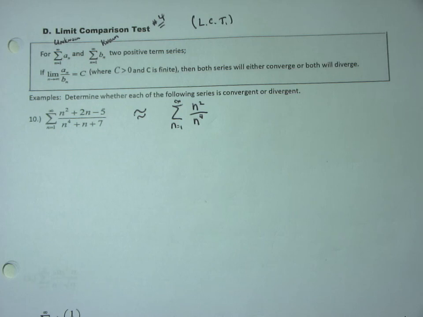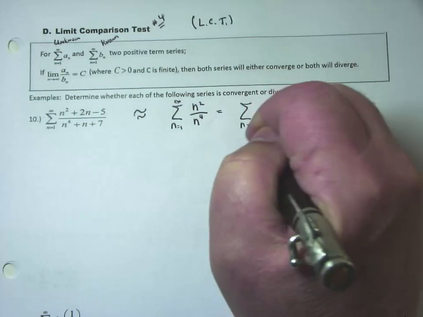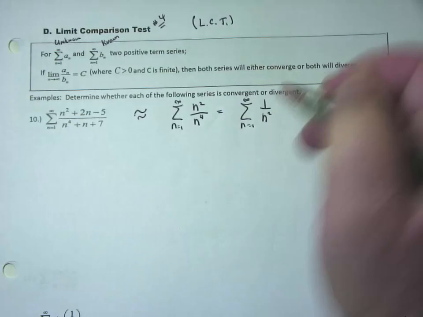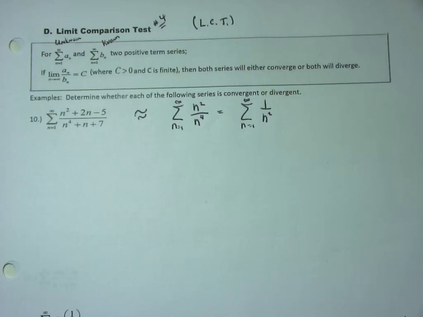Now clean this guy up. What is the sum as n goes from 1 to infinity of n squared divided by n to the fourth? That's the same thing as the sum as n goes from 1 to infinity of 1 over n squared. n squared cancels with 2 of those n's out of the n to the fourth, leaving n squared left over. It's 1 over n squared.